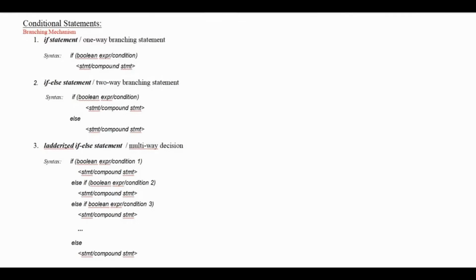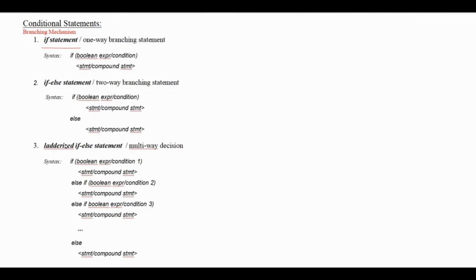This time, we're going to discuss the conditional statements in C programming language. Now, we have already discussed the execution flow of these conditional statements when we discussed flowcharts. We have three conditional statements. The first one is called the if statement.